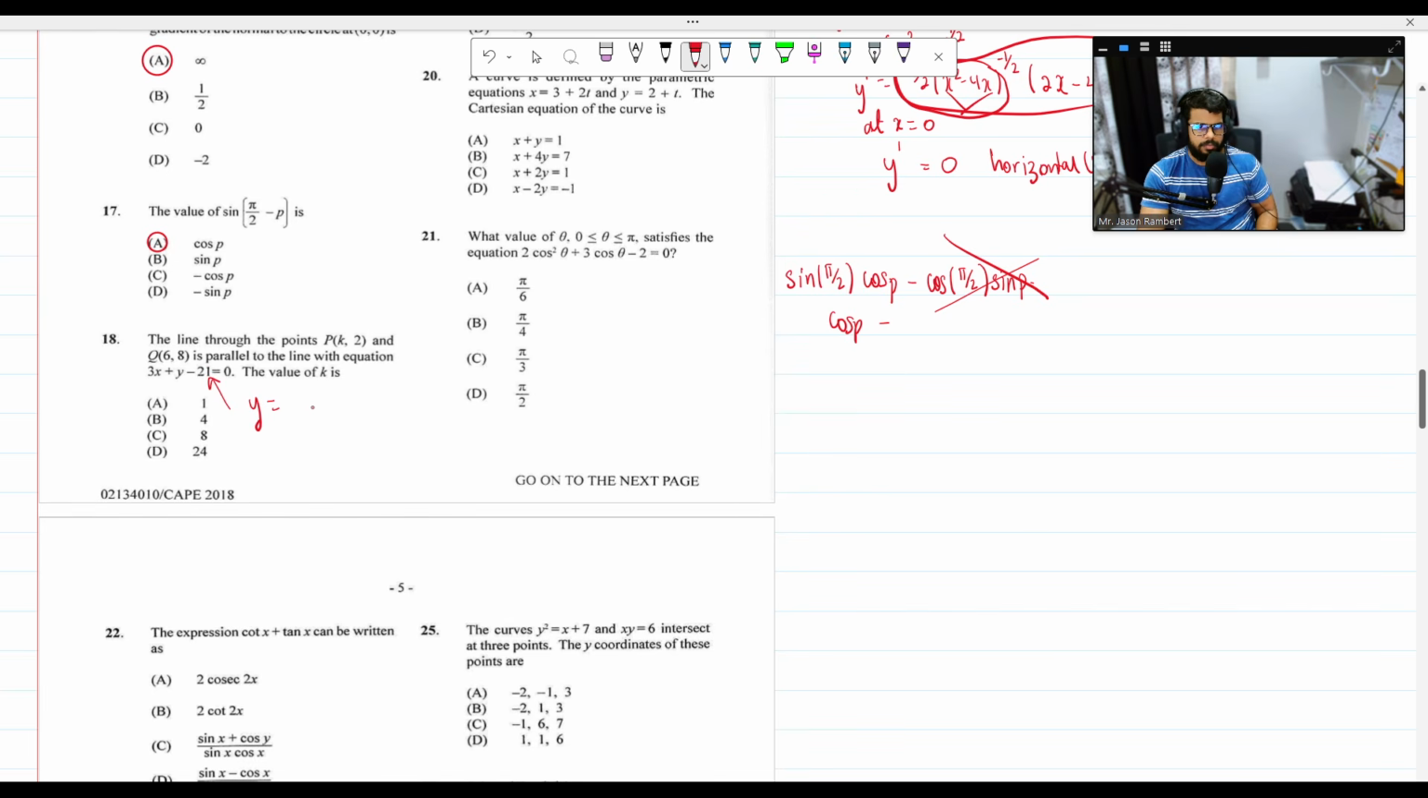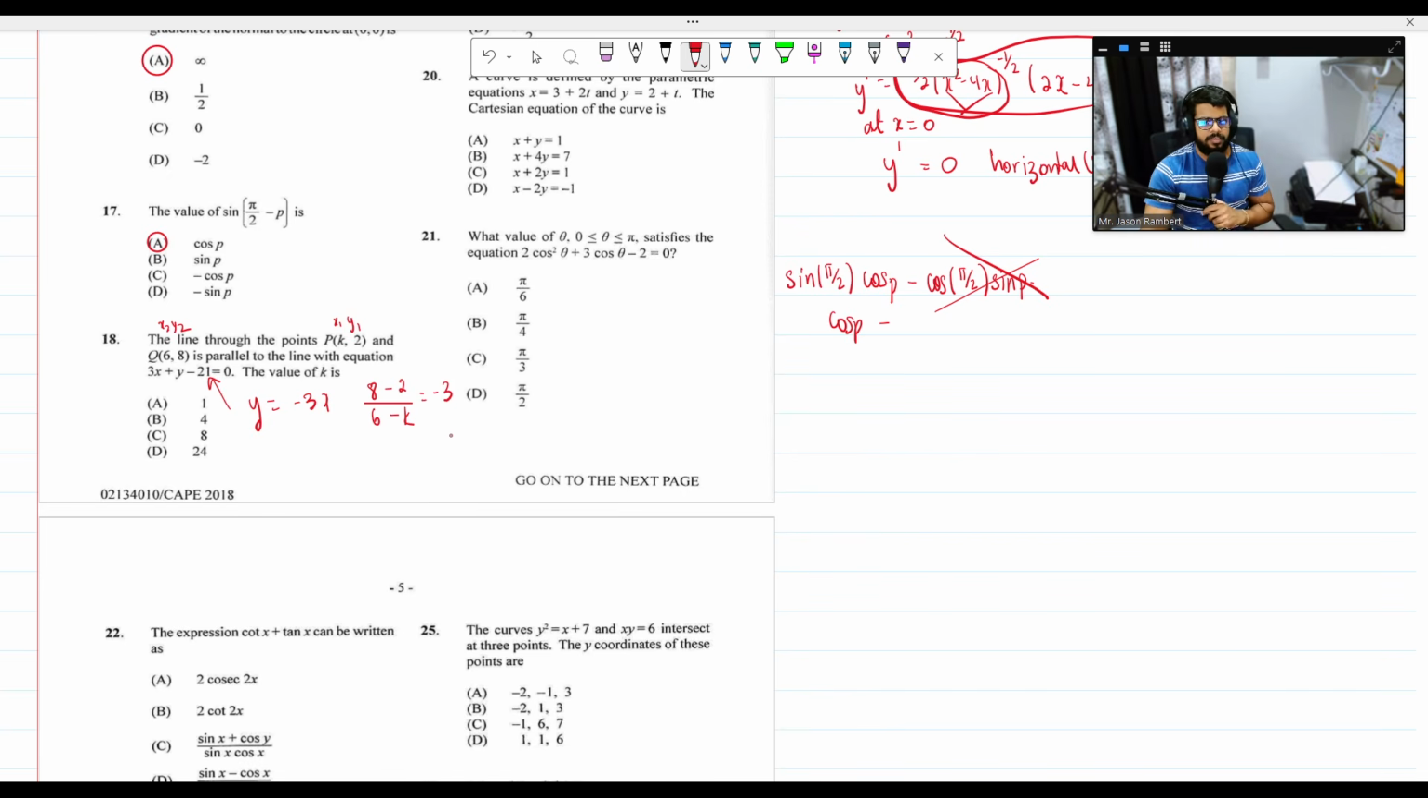So let me get the gradient of this particular line here. So y equals... move the 3x. So the coefficient of x is my gradient, so minus 3 is the gradient. Let me calculate the gradient of PQ. With (x1, y1) and (x2, y2), y2 minus y1 over x2 minus x1 is equal to negative 3, because that's the gradient.